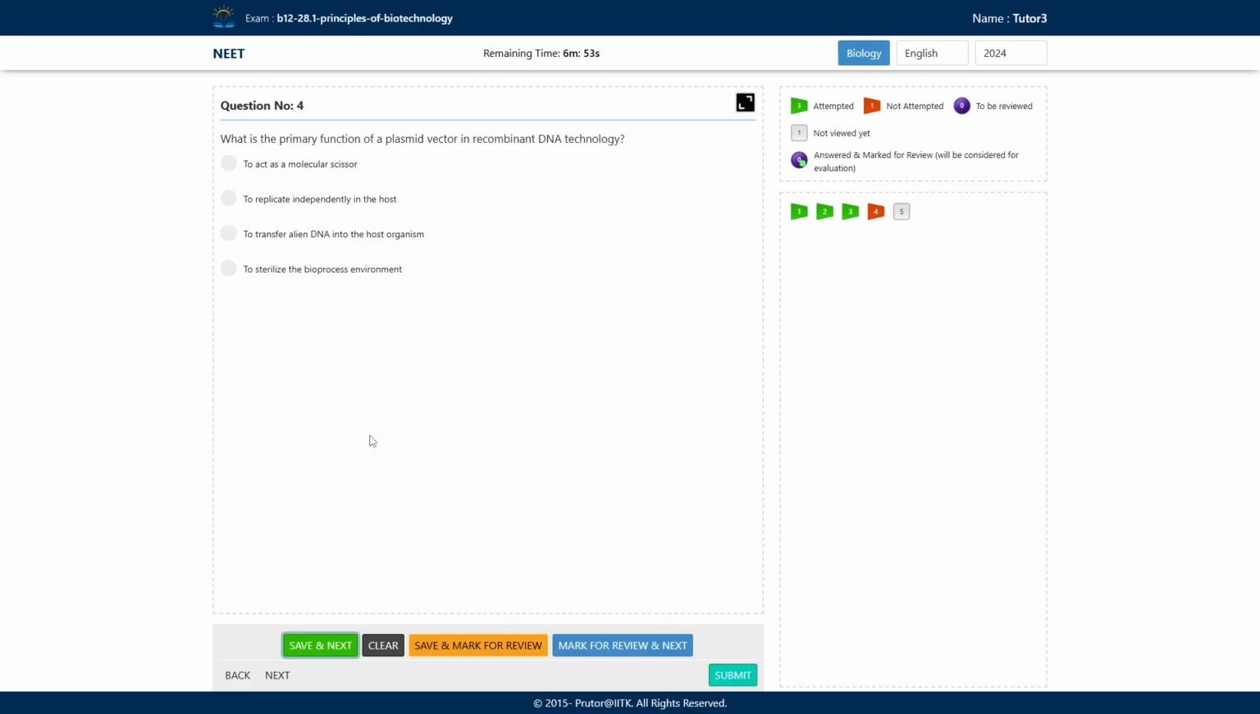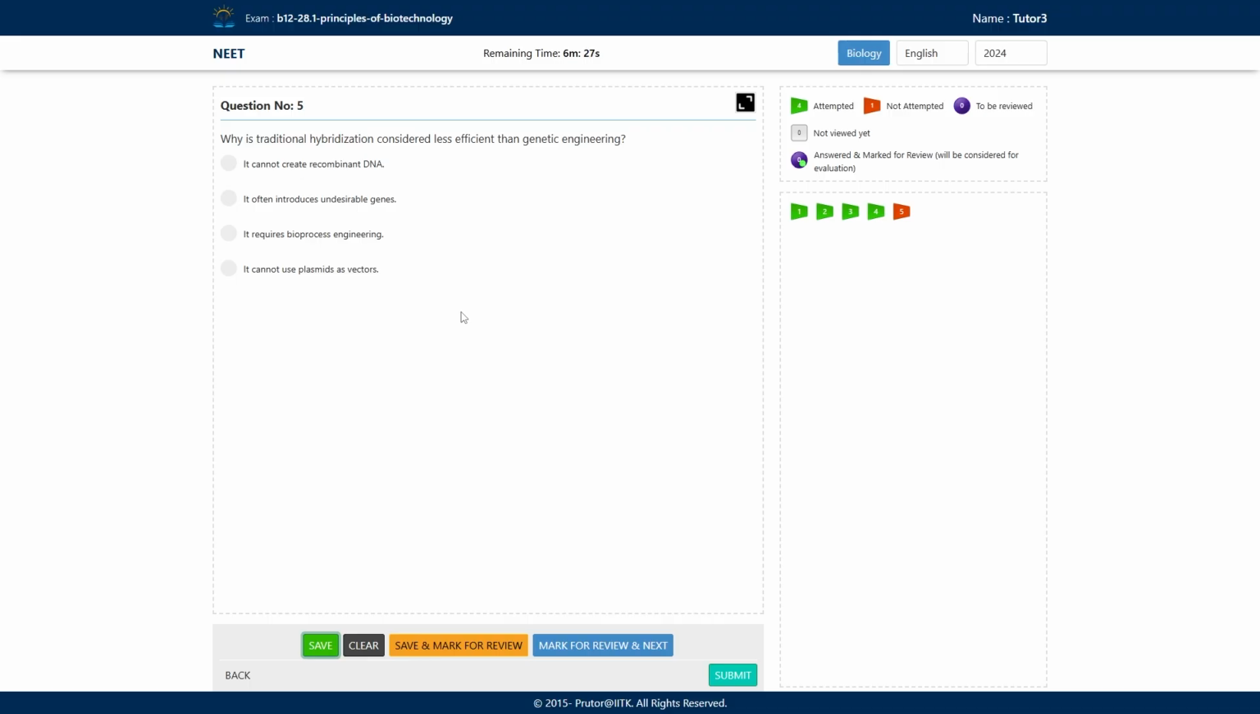Third, to transfer alien DNA into the host organism. That would be the answer, because a vector is something that is going to transfer alien DNA into the host organism, and then that host organism is going to replicate. And fourth, to sterilize the bioprocess environment. No, this could not be the answer. The answer is third. Save and next.